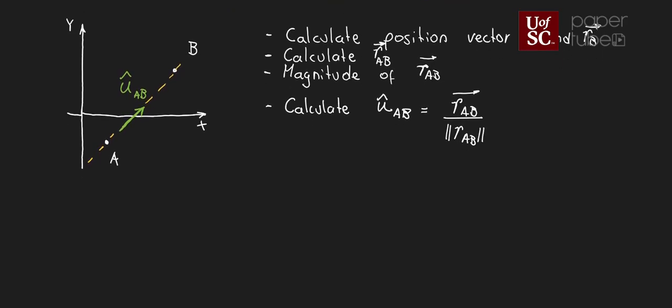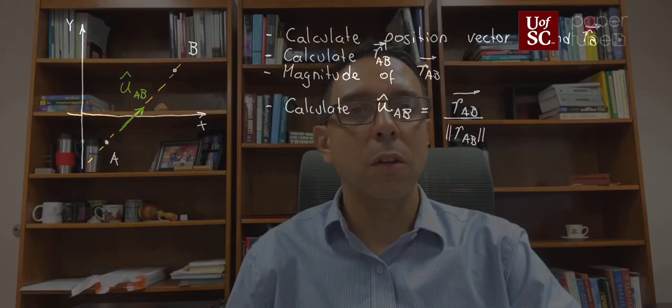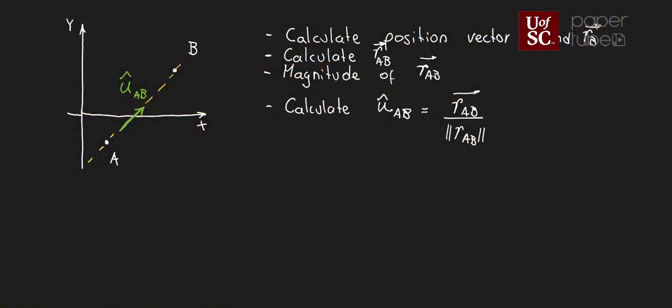Since we're dividing by the magnitude of the same vector, what's going to happen is that the magnitude of that unit vector AB will become 1. And if you look at the units, they are going to be the same at the top and at the bottom. So that unit vector will be unitless. So those are the steps that we need to follow.